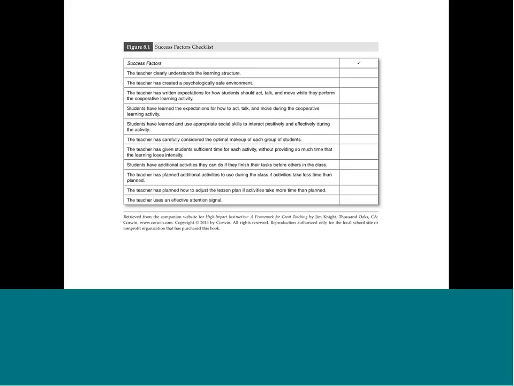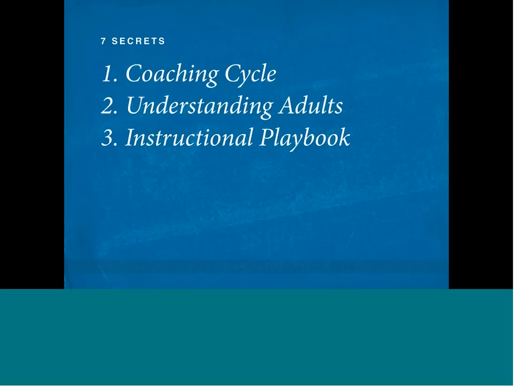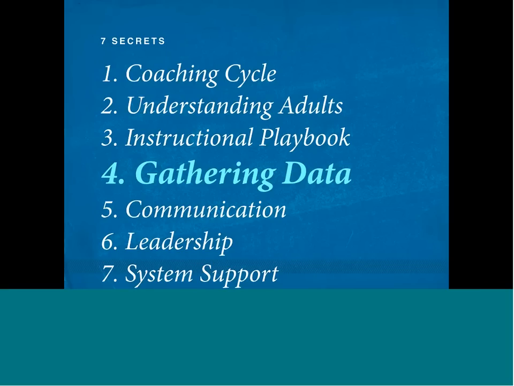Now, when you sit down with a teacher, it's adaptive. You say, here's a checklist. This is a starting point. You might do it differently, but let's talk it through and let's make sure we know what it looks like. So these things so far, the coaching cycle, understanding adults, and instructional playbook, get us going. But the other thing is we need to know what our goal is, and we need to measure progress towards the goal. And that means we need to gather data.